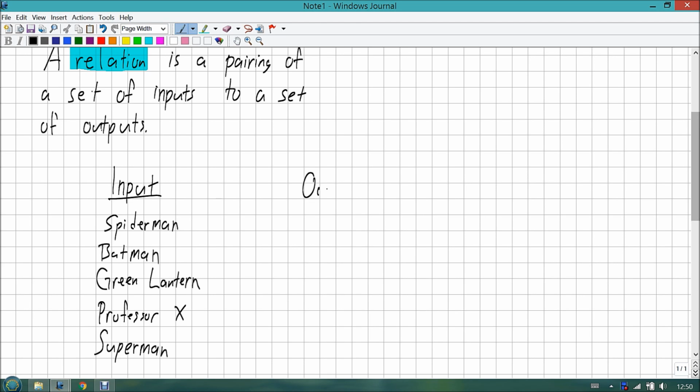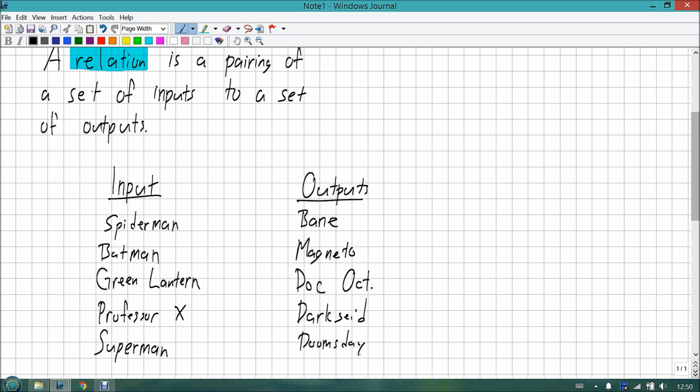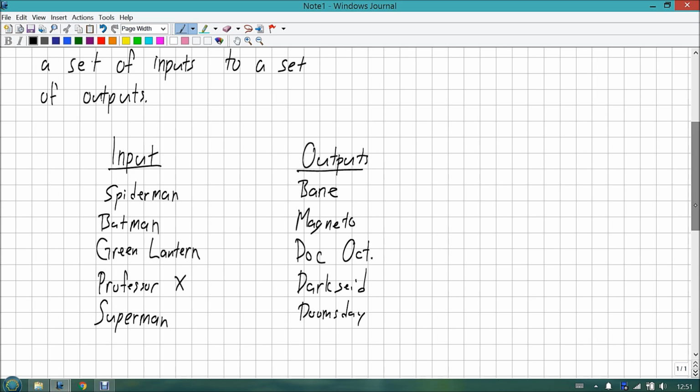And then for the outputs, we'll have villains. People like Bane or Magneto or maybe Dr. Octopus or Doc Oct. Who are some other big bad guys out there? Darkseid. And Doomsday, and I think that'll be it. Okay. Oh yeah, Venom. Can't forget that guy.